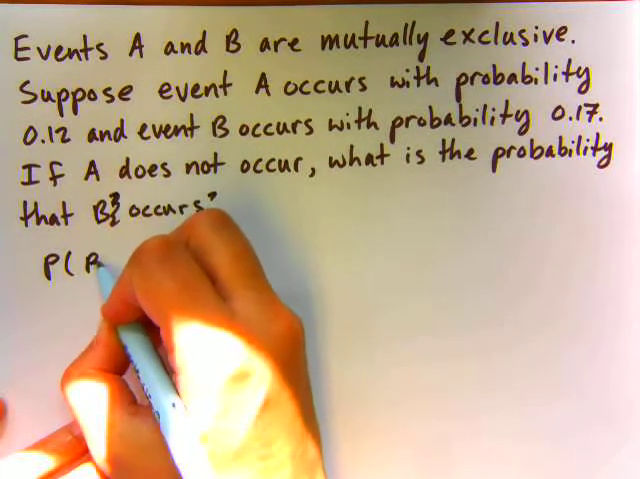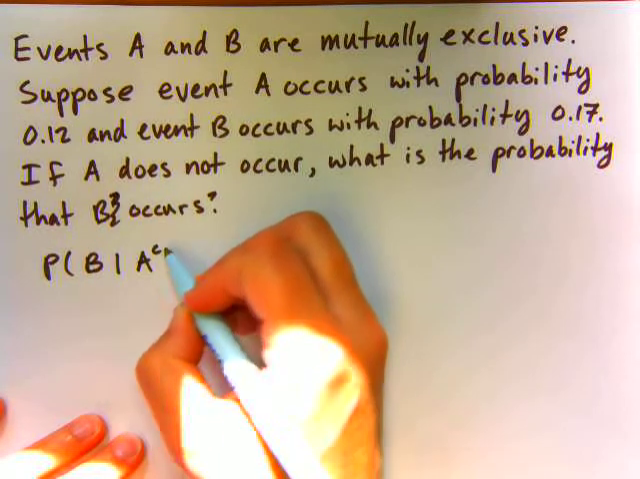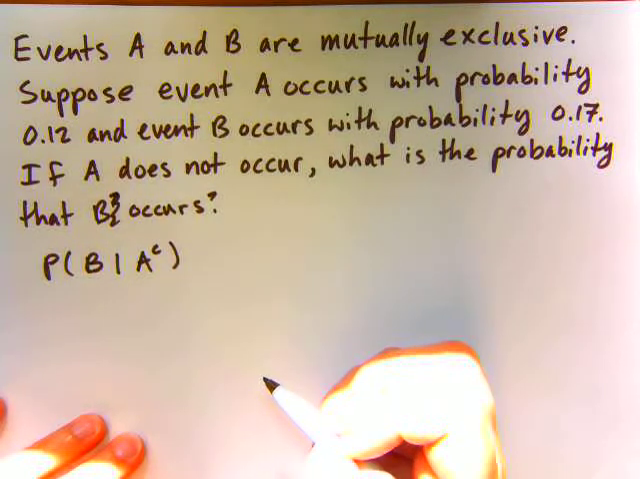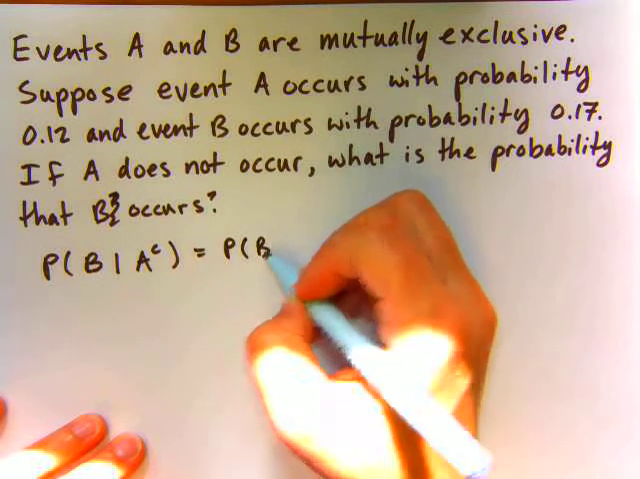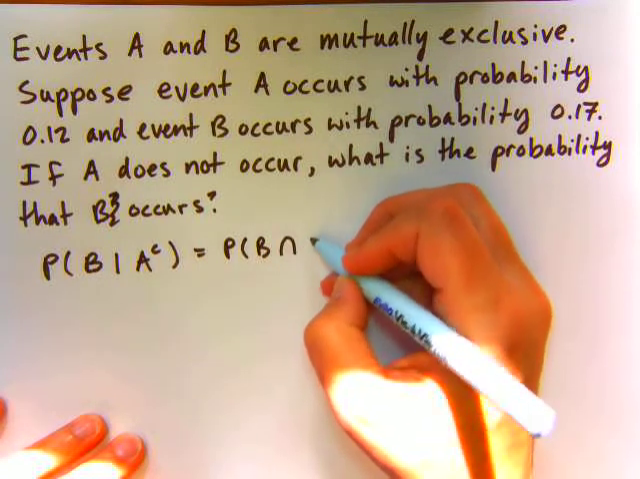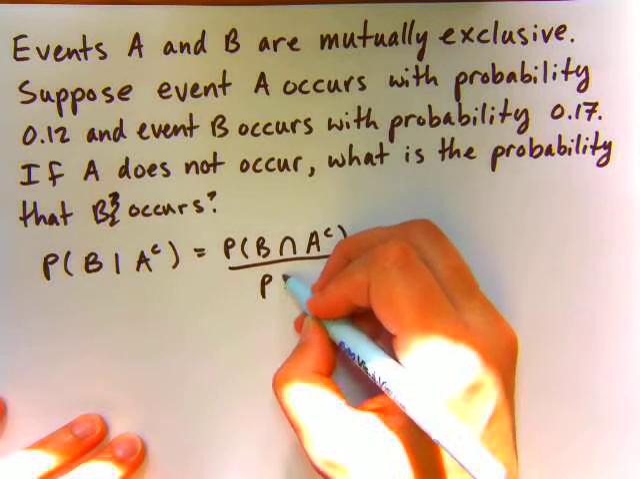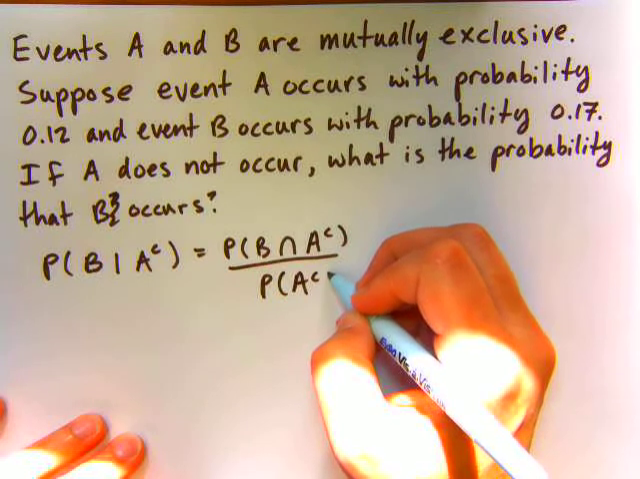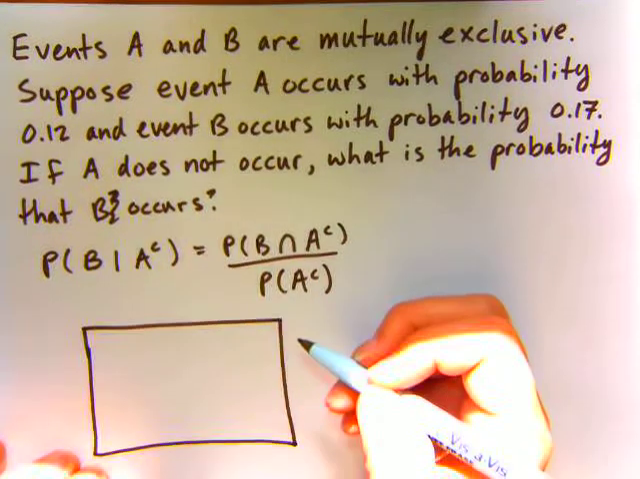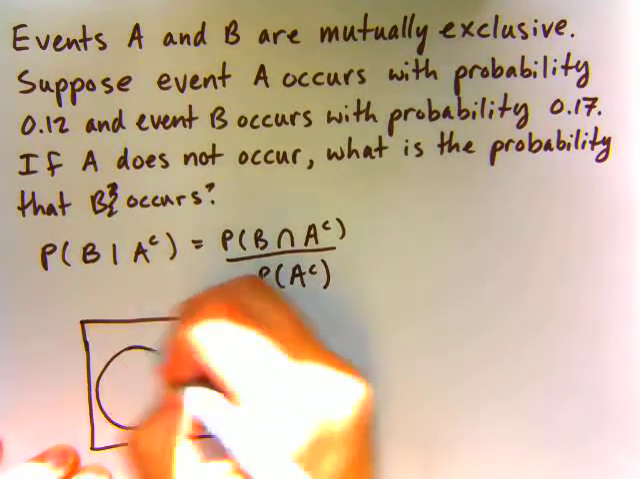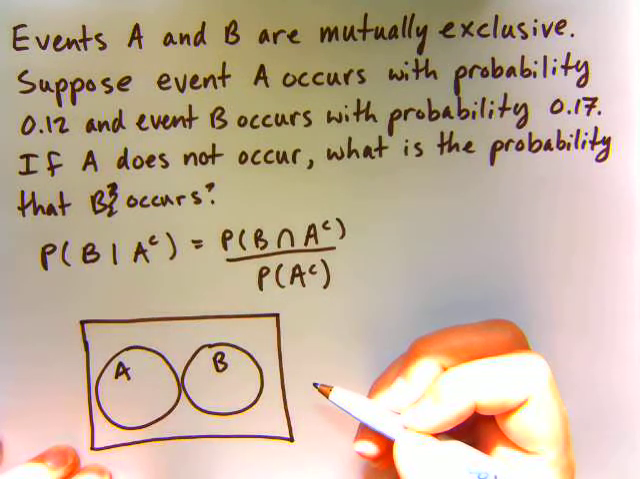So again, probability of B given that A complement, we're looking for. So we have here the probability of B intersect A complement, all over the probability of A complement. When we draw a Venn diagram for mutually exclusive events, the two circles do not overlap one another because they cannot occur at the same time.